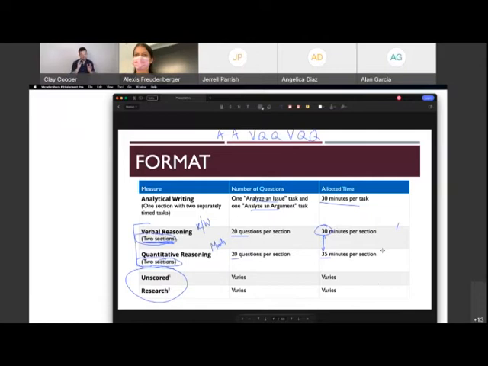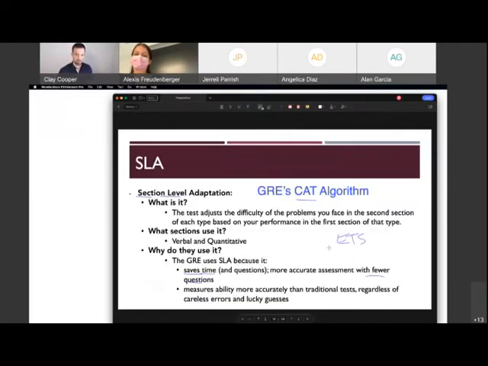And then the difficulty of the second section will be determined by how well I do on the first section. Does that make sense? So if I absolutely kill it on the first section, then I'm going to face a pretty difficult second section. If I struggle on the first section, the second section will likely be easier. Note that computer adaptive testing, the SLA, section level adaptation within the GRE, is section independent. In other words, how well you do on verbal is entirely independent of how well you do on quantitative. They're 2 ships passing in the night. They have nothing to do with each other.